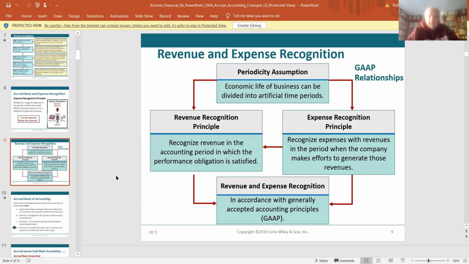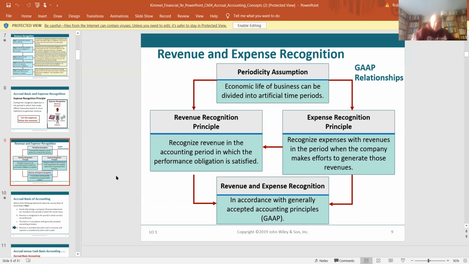So we have a couple of things here. We have that periodicity assumption, and that's part of GAAP. That's a GAAP term, generally accepted accounting principles. We have the revenue recognition principle, which we just went over. Revenues are recognized in the period in which the obligation is satisfied, and expenses are recognized when you incur them, when they happen. And this is all in accordance with GAAP, generally accepted accounting principles.